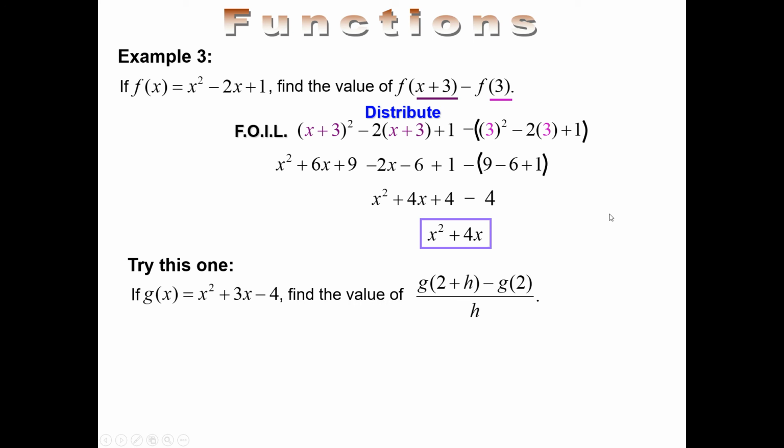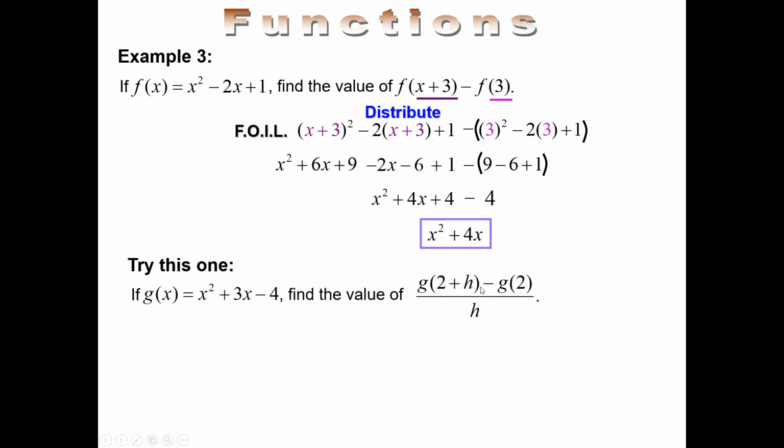Okay, now it says try this one, but let's kind of work on it together. There's a lot going on here. So do it like we did before. You have its own problem. You've got g of 2 plus h. And then you're going to subtract just g of 2. And then after you're done, you're going to divide by h. So exactly what we've done before.